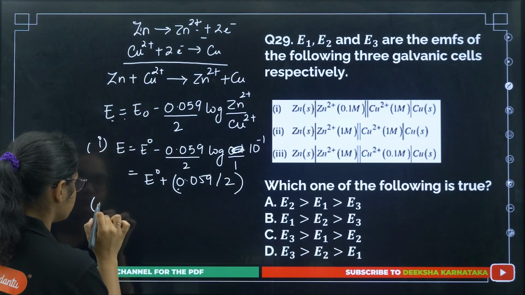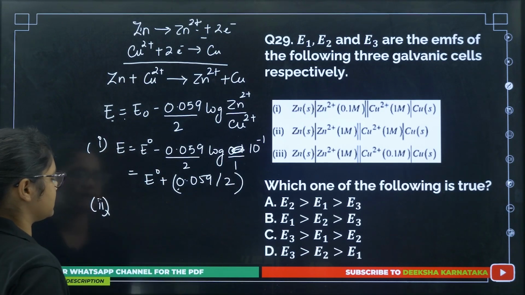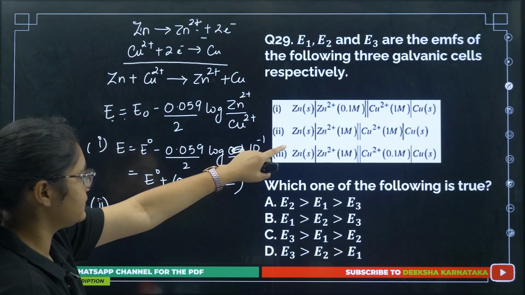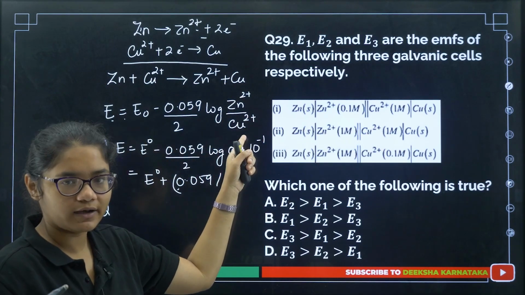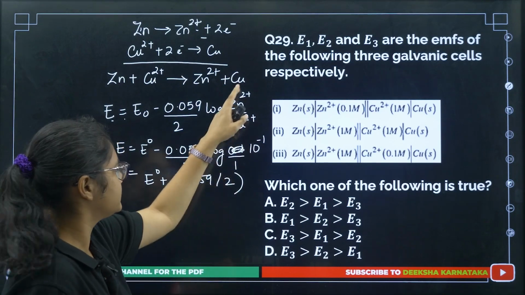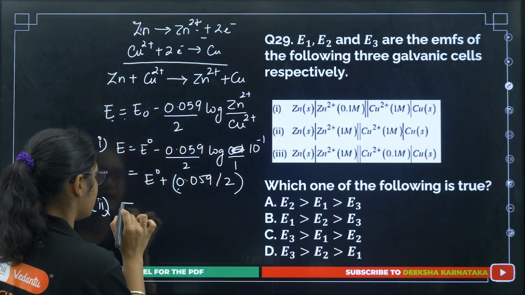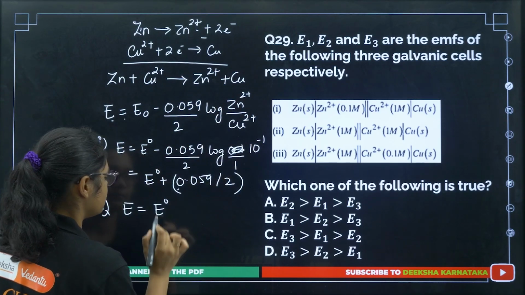Right, now if I see option number C, like the second cell that is given to me, in this case it is 1 by 1. So this is 1 by 1, log 1. Log 1 means what? 0. So this term will become 0. So what is the E value? E value is E0.